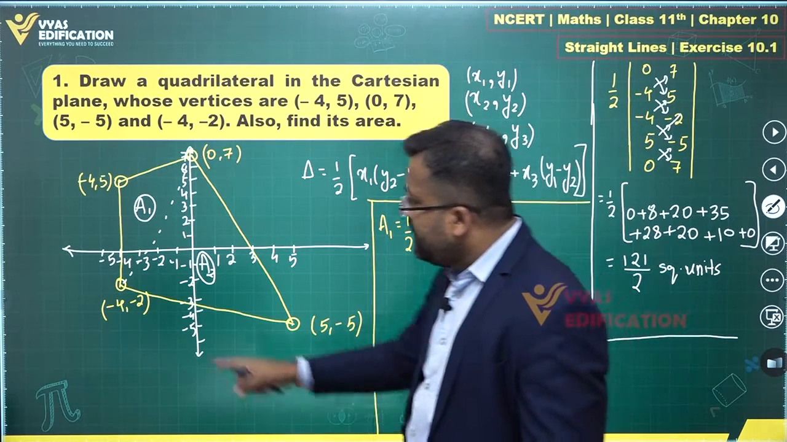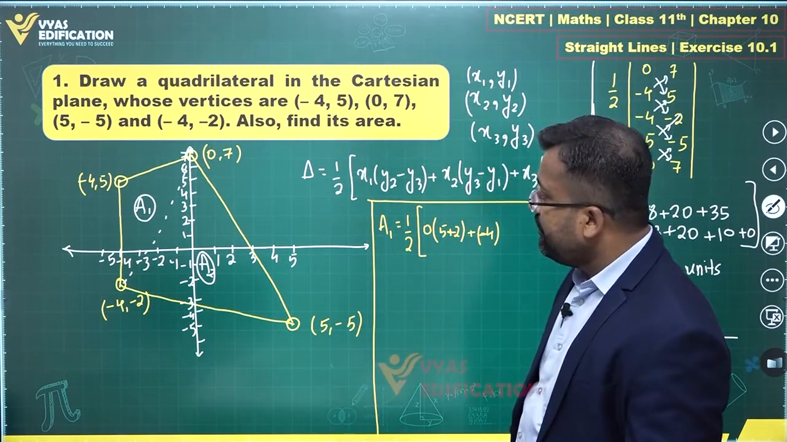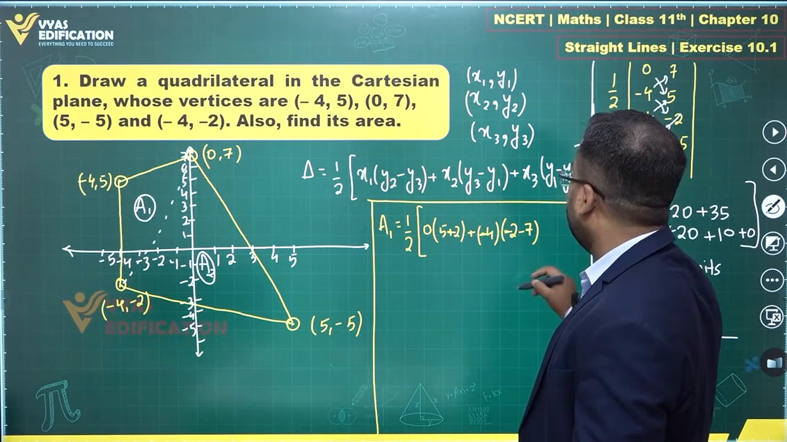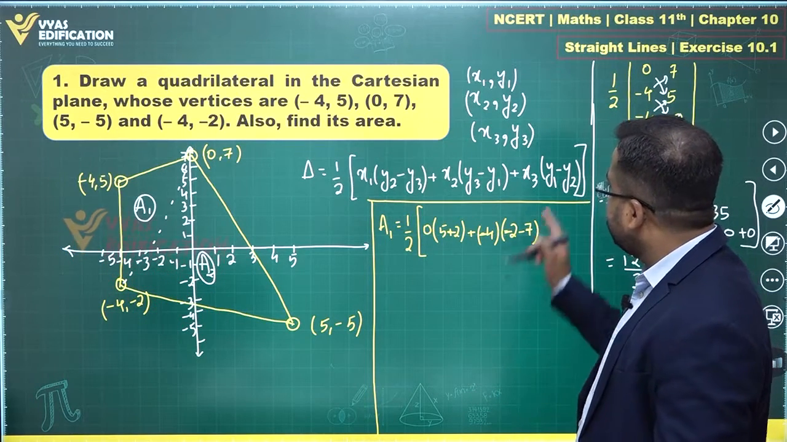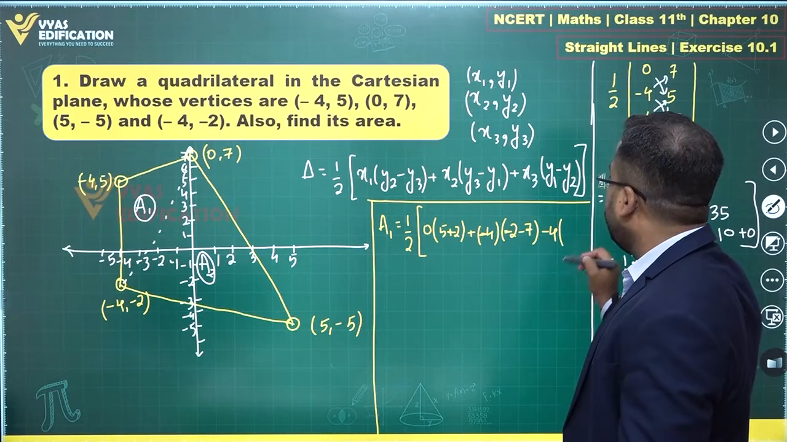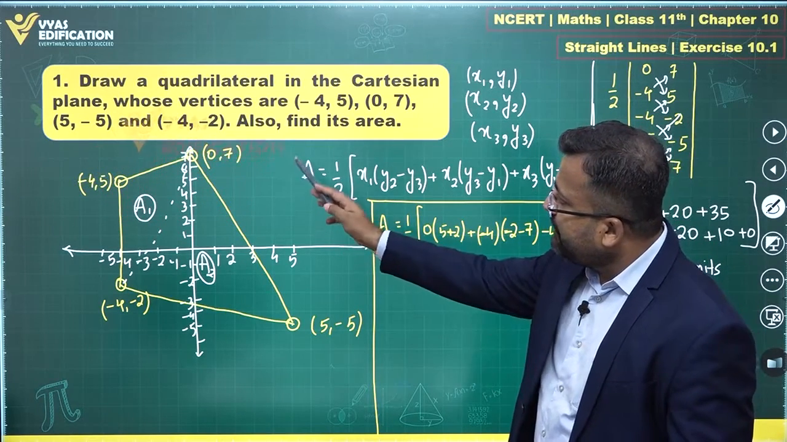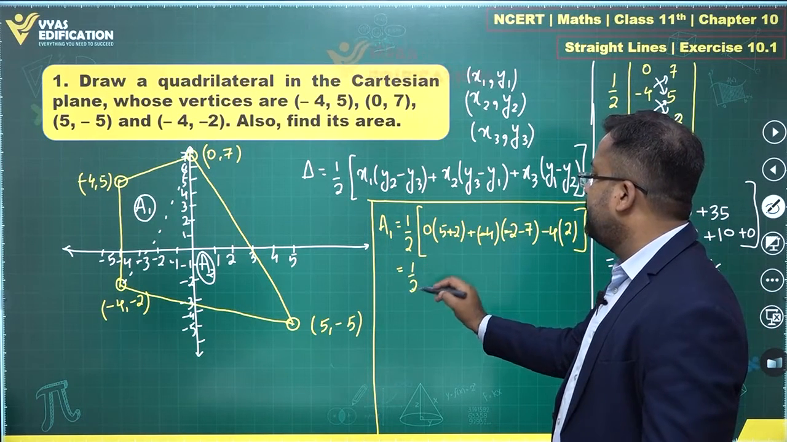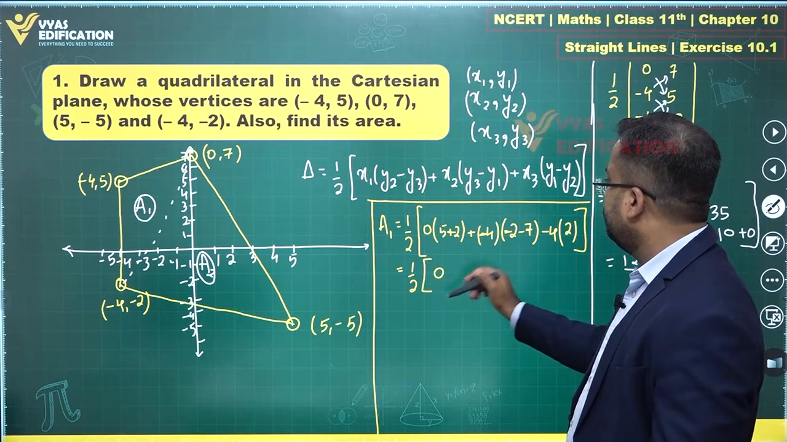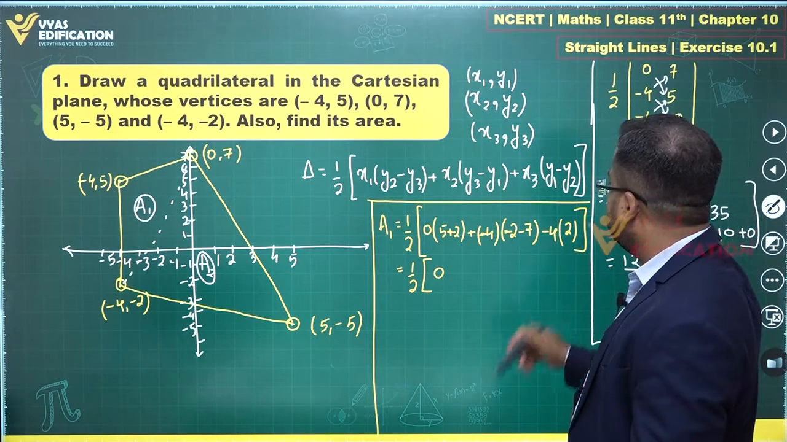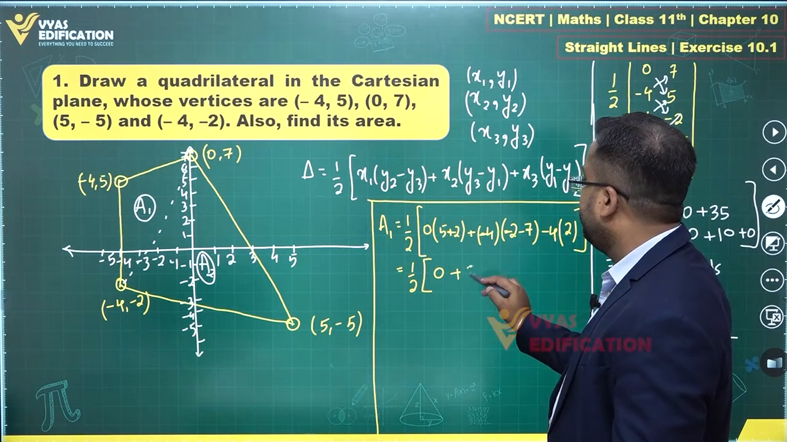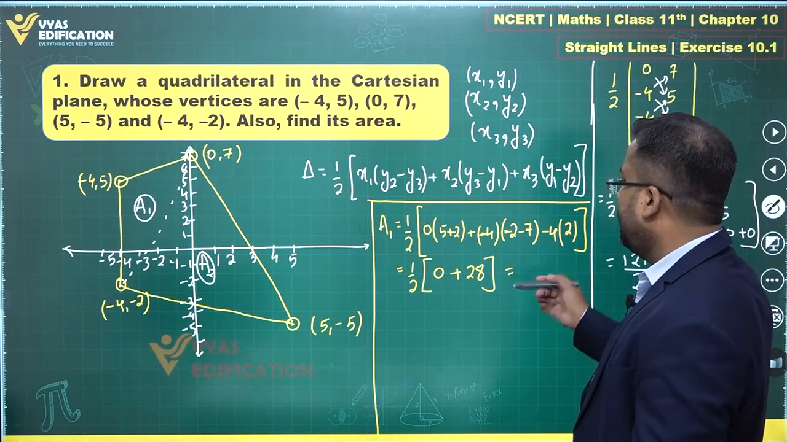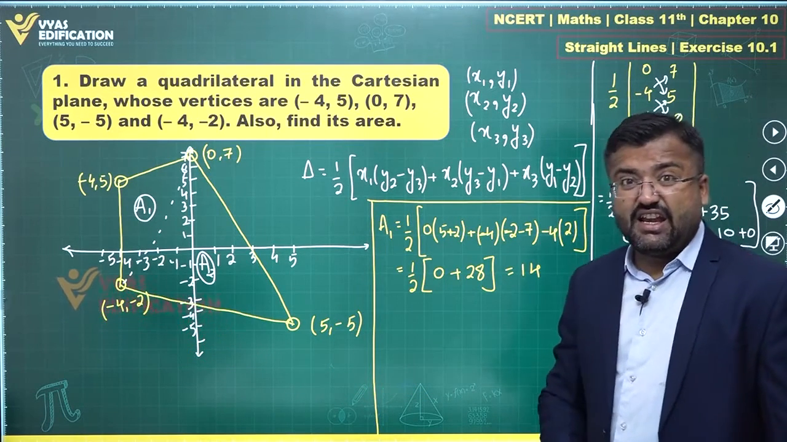Minus 4 times y3 minus y1. This is what you get. Minus 2 minus 7. This is what you will be getting, okay? And then you have x3, which is minus 4, times y1 minus y2, which is 7 minus 5, 2. This is what I'll be getting, okay? This is half, which is okay. And this is 0. This is 9 times 4 is 36. 36 minus 8 is 28. This is what I'll be getting. Right? 36 minus 8 is 28. This becomes 40. That's what you get. This is area 1, A1.